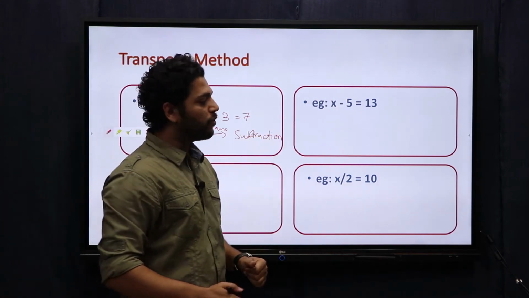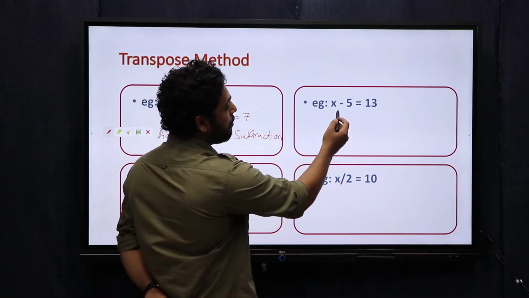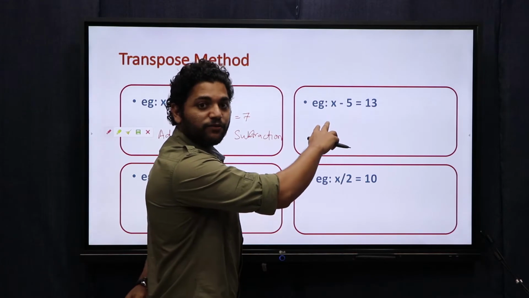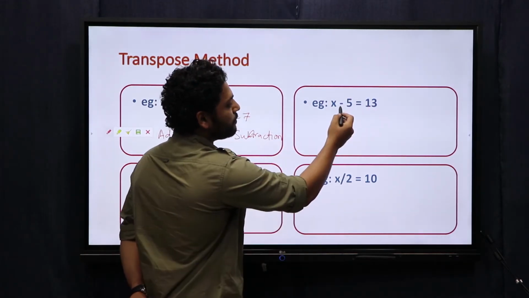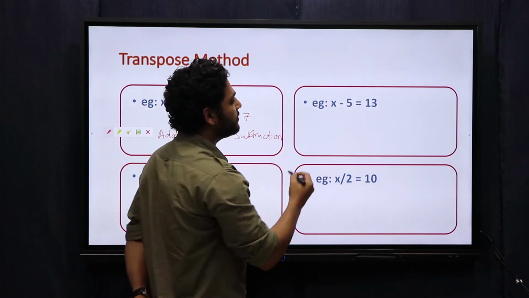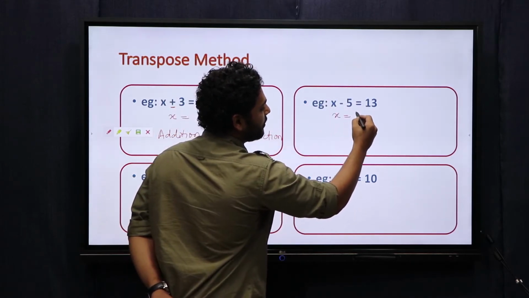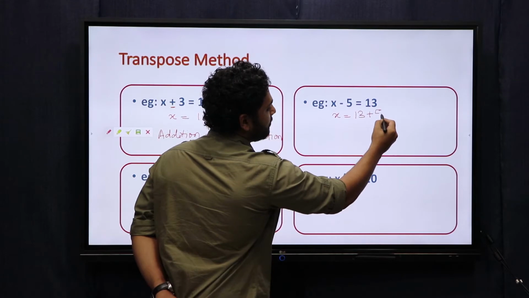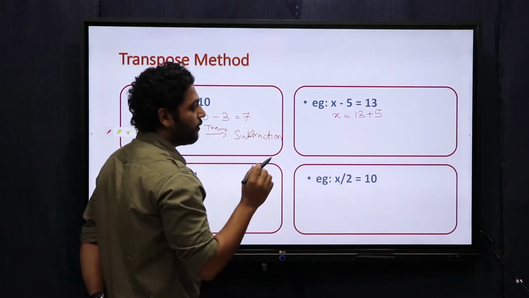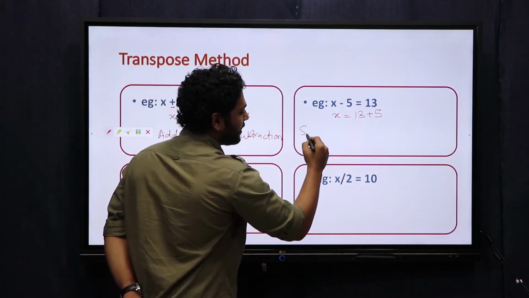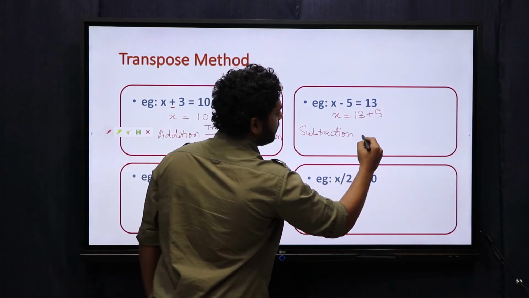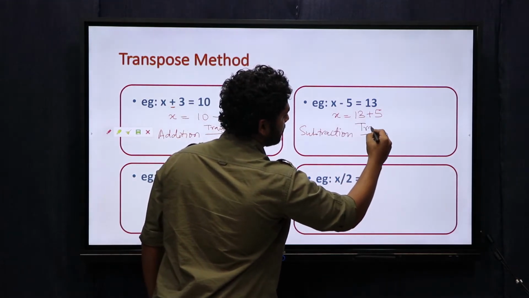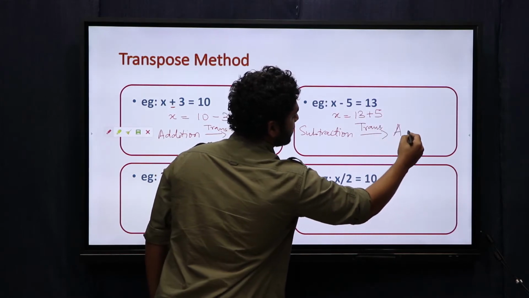Similarly, in this case, what is happening? Now, I have minus 5. Now, when I transfer minus 5 from here to that side, what happens? This minus becomes plus on the right hand side. So, I can write this as x equal to 13 plus 5, right? Now, what has happened? Subtraction transposed to addition, right?